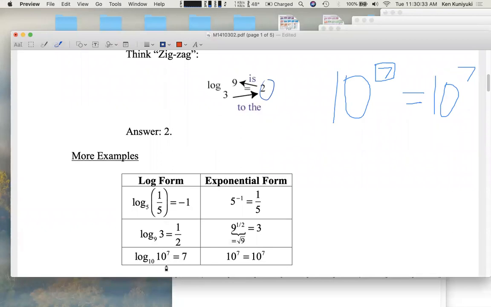This is a demonstration of an inverse property, because log base 10 and the base 10 exponentiation function are inverse functions. They undo each other. So the 7 here becomes the 7 over there. We've seen this before with things like cube root and cubing.